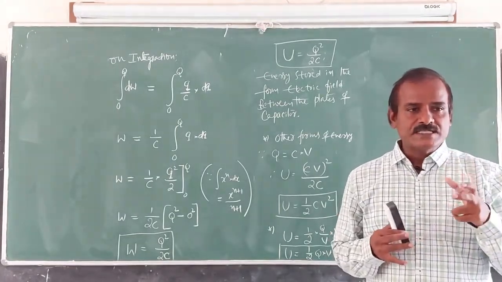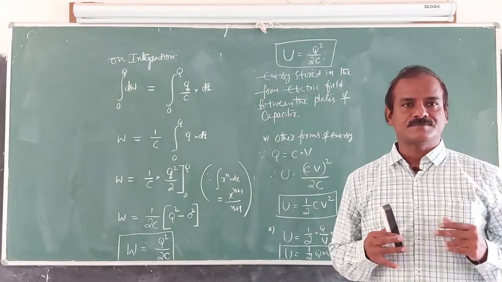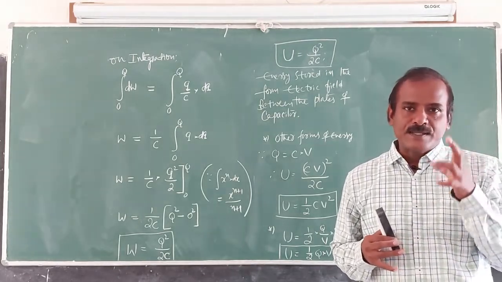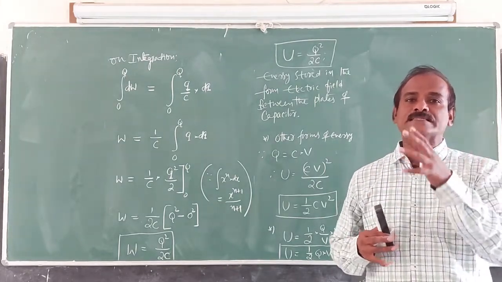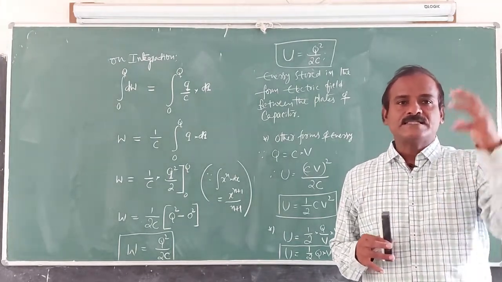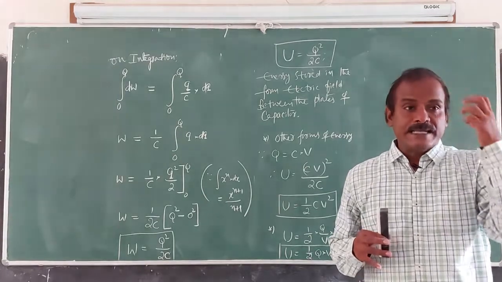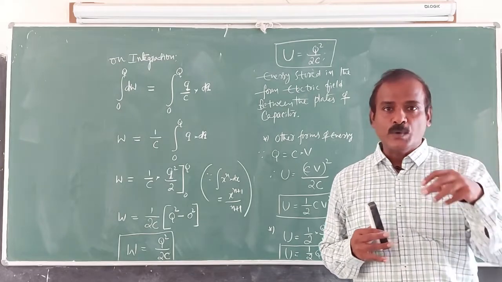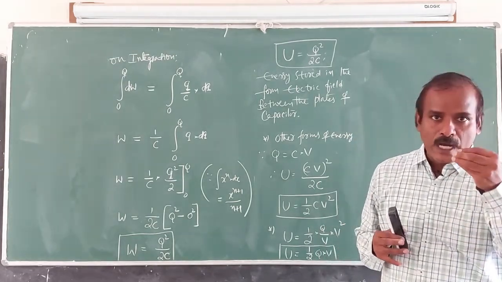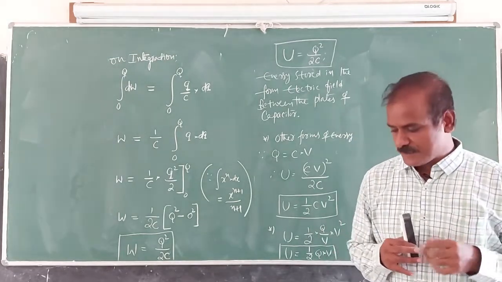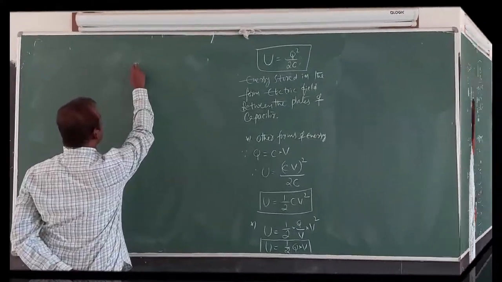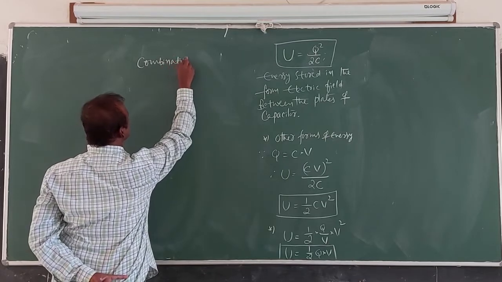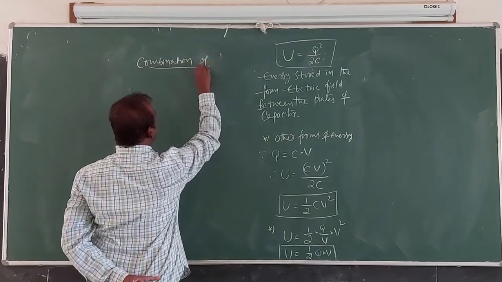So the discussion is the combination of capacitors and why to combine. The combination is required either to increase the capacitance or to decrease the capacitance. Maybe the required value is not available with a single capacitor. In that case, we go with the combination to achieve the required value. Well, I go with this discussion of what is called combination of capacitors.